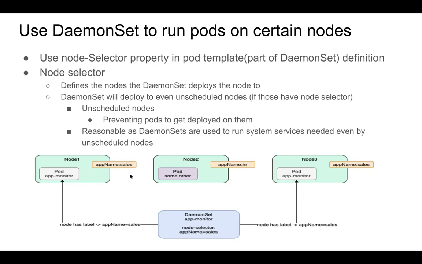Now, because it's app name equal to sales, it will be set on node 1 and node 3. Node 2 doesn't have the app name sales label. So the app monitor pod is here and here, and on node 2 there might be some other pod running, but it will not have the daemon set.